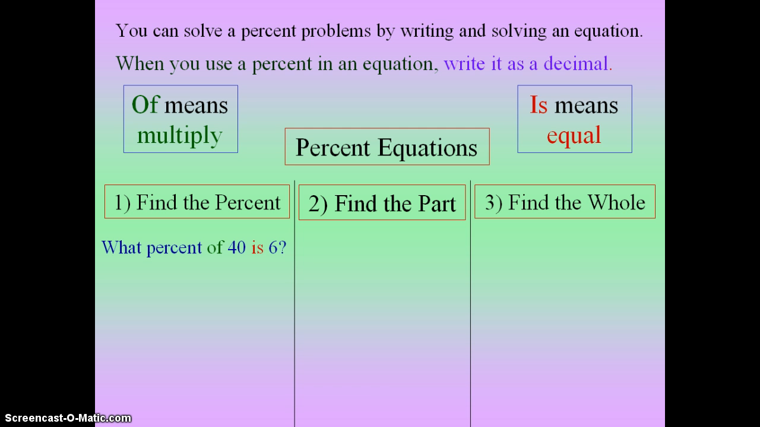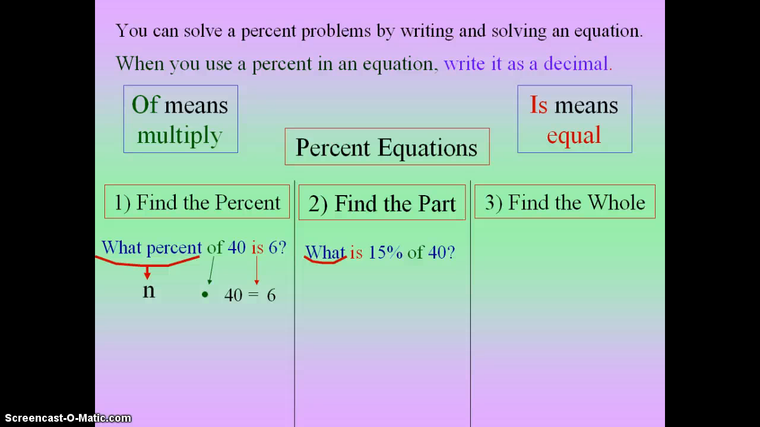The first type: maybe we're looking for what percent of 40 is 6. According to the math code, what percent means x over 100. Very simply, I could just take the decimal. Today in class I didn't show it to you that way, but I'm going to show it to you in this video right now. Let's take the variable n. Of in the math code means multiply, so I'm multiplying with 40. Then is means my equal sign, and 6. So that's my equation. Then I'm going to find n, so I'm simply going to isolate it.